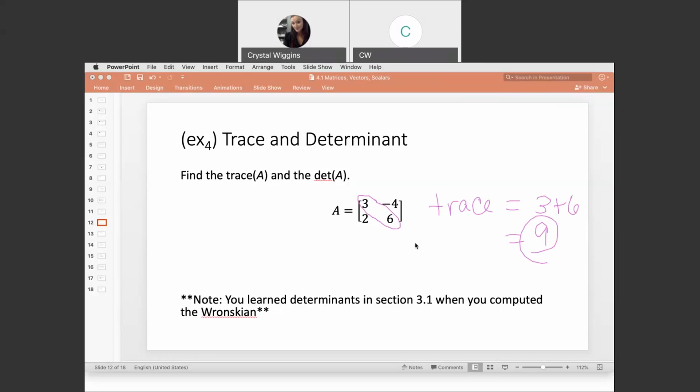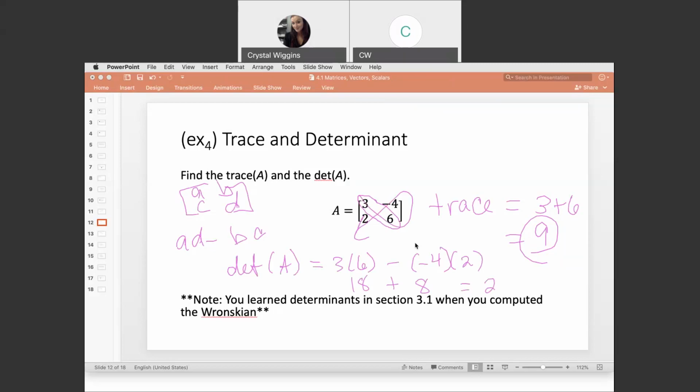And then the determinant is going to be, again, AD minus BC in this generic matrix. Somehow my C didn't get written. A, B, C, D. Again, it is this type of motion where we multiply and then subtract. So for the determinant of A, you are multiplying 3 times 6 minus negative 4 times 2. So that gives us 18 plus a positive, so we have plus 8. And that gives us 26 as the determinant.